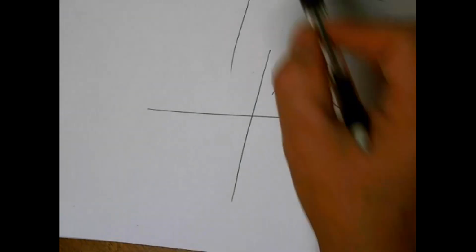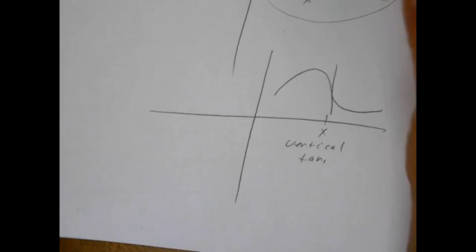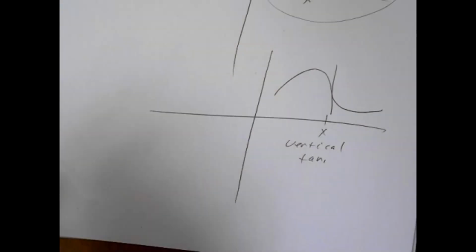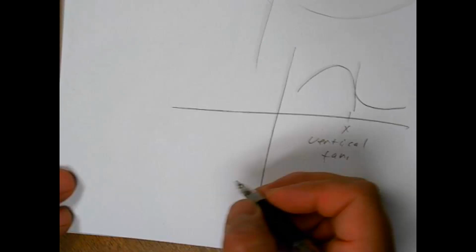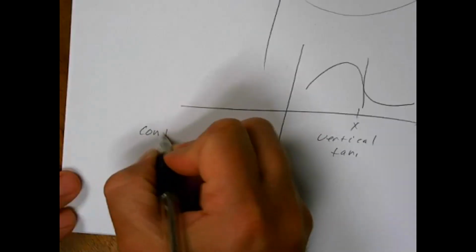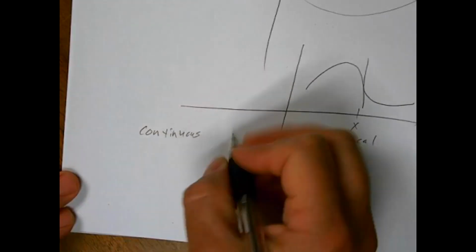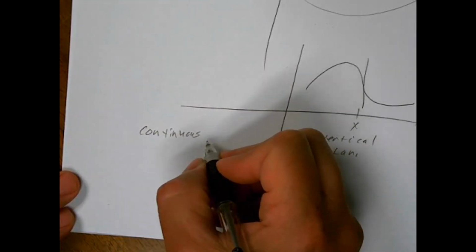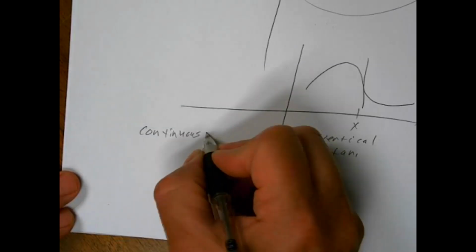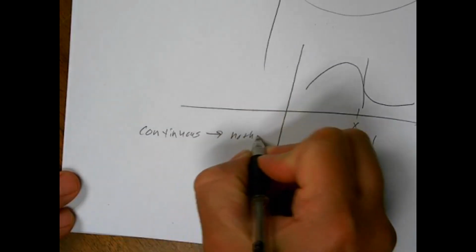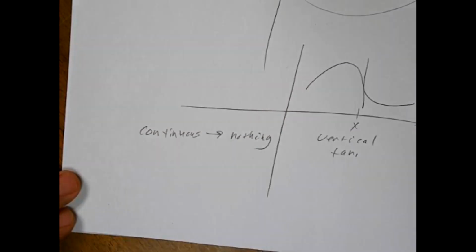Now you'll notice, for example, this function is continuous. We talked about a discontinuity here, but I have two examples here of functions that don't have derivatives at particular locations that are continuous functions. So therefore, if a function is continuous, we do not know whether the derivative exists or not. So continuous implies nothing when it comes to the derivative.